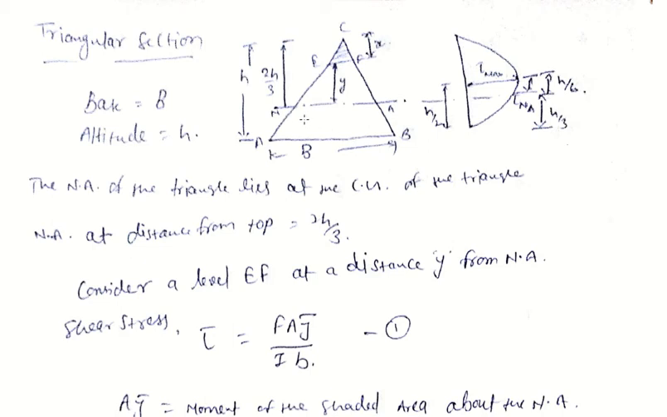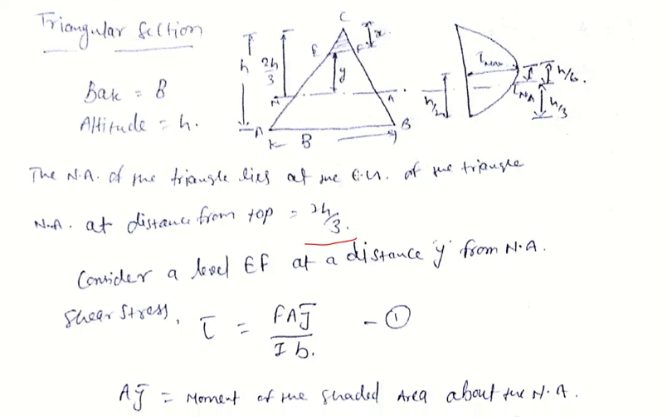So here is a triangular section, base width b and height h, and the neutral axis of the triangle lies at the CG. So it will be h by 3 from the base, and the neutral axis at a distance from top is 2h by 3. So consider a level EF where we want the shear stress, which is at a distance y from the neutral axis.